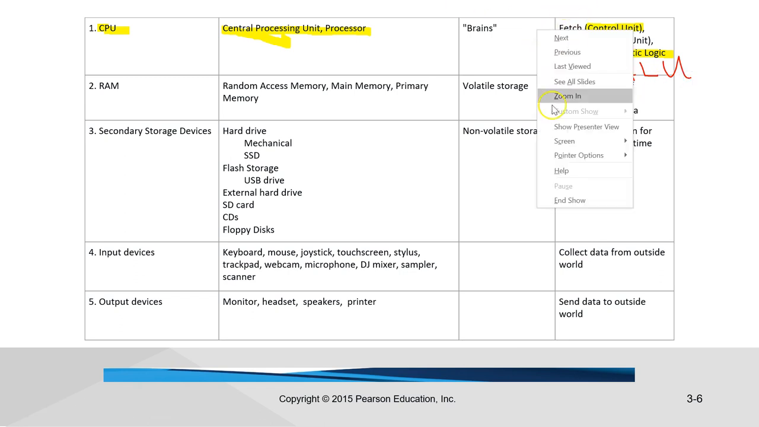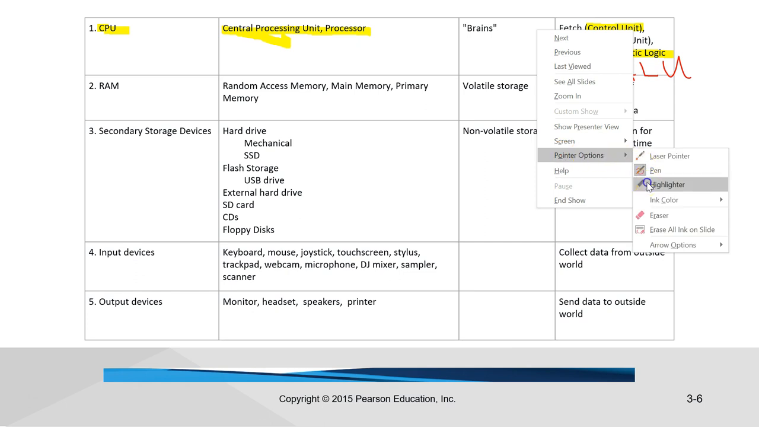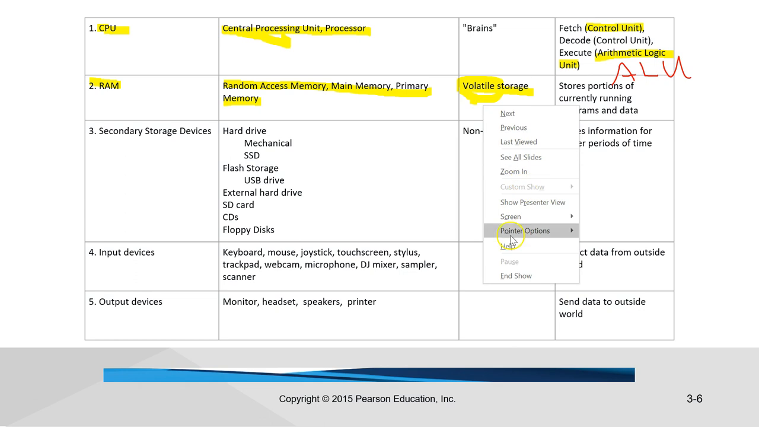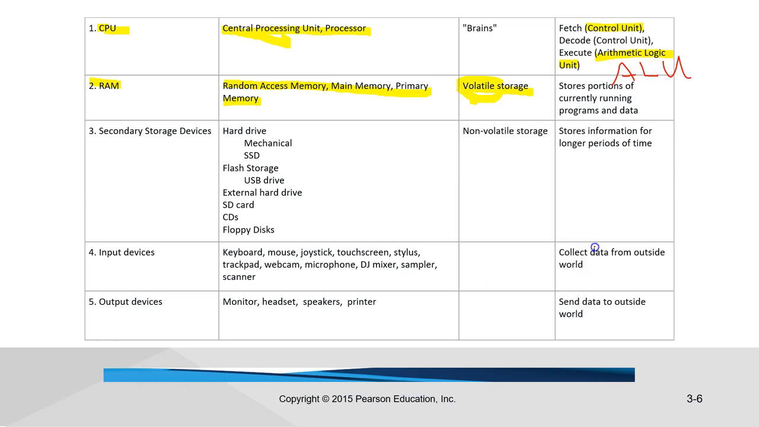The next category of hardware is RAM, or random access memory. RAM also goes by primary memory or main memory. RAM's a type of storage, but it's a type of storage that's volatile, meaning that when power is lost, its contents are lost. And you might have experienced this if power went out when you were working on something important that you hadn't saved yet.